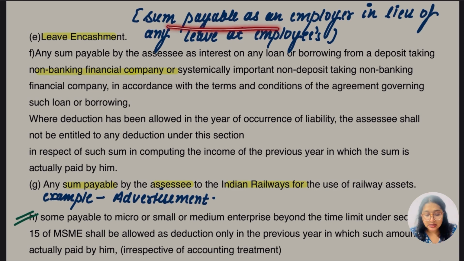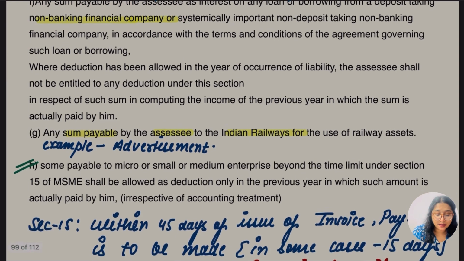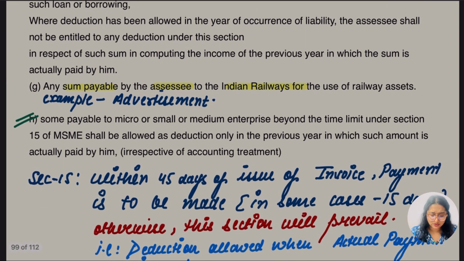Okay, so this is the sum payable by an employer in lieu of any leave at the credit of an employee. That would be leave encashment here. And this NBFC I already covered in the last part. So this is the same thing which is written here.